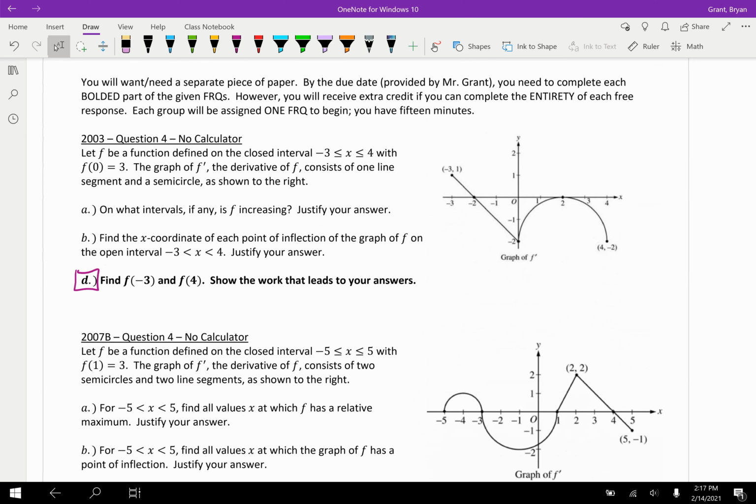So should you do all of these? Yes. Do you have to? No, you do have to do the bolded ones. But I think you'll find by the time you do the bolded one, the other 2 parts will go much faster. So thank you for hanging out with me today, and I'm excited to have you guys back next class.